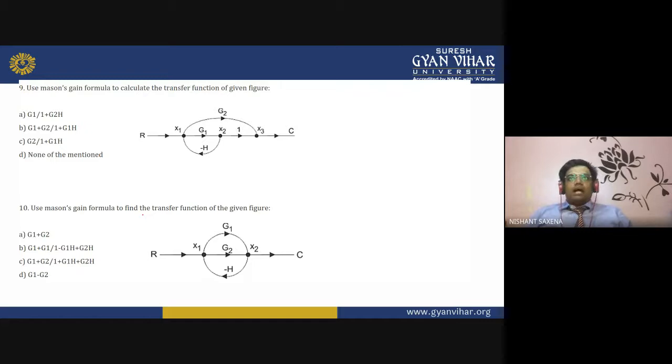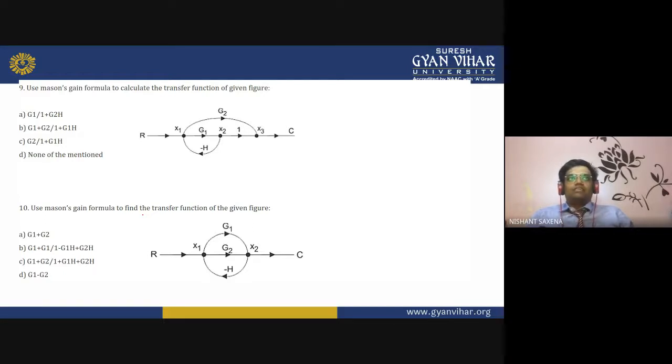Now question number 9 says that using the Mason's gain formula, we have to find the transfer function for the given figure. This is very simple and easy. By directly solving it, we can identify the solution for such simple questions without even touching the pen. We can solve it. How? Just do it by practice. I will tell you later.